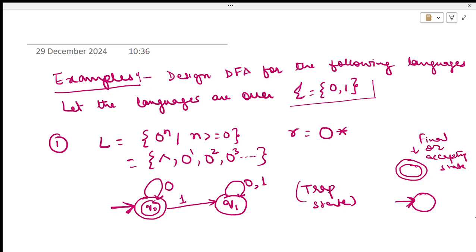All strings of this type, that is 0 raised to the power n, n greater than or equal to 0, are accepted by this language. We can clearly see the initial state is also the final state. A single 0 is accepted, two zeros are accepted, n zeros are accepted, but once the machine sees a 1, it will move to the trap state, and once we reach the trap state, it will be there forever.